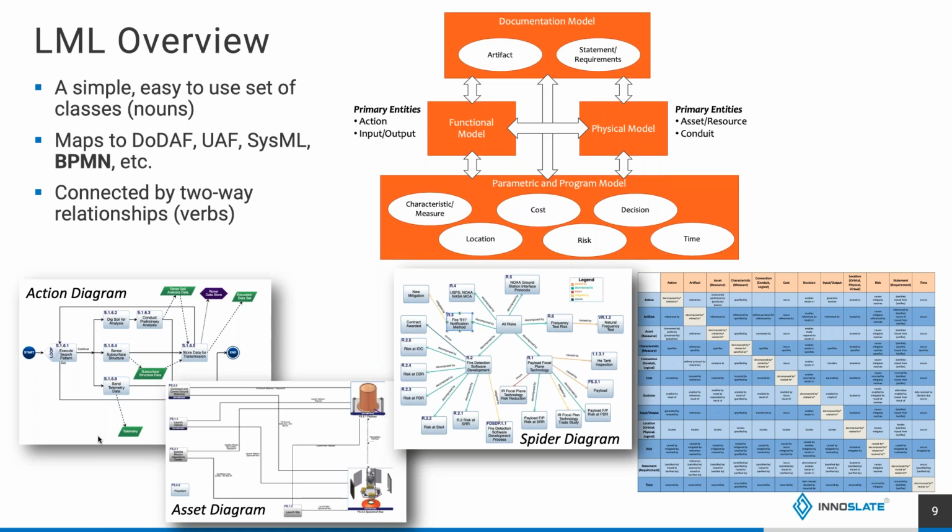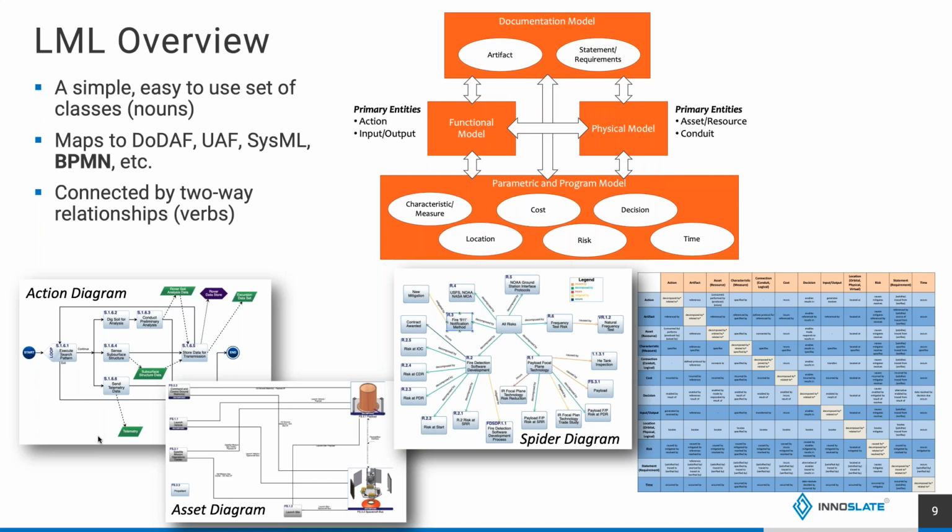On the diagram side, we said, well, we want just 3 basic diagrams. We need a functional model, or behavioral model, which is the action diagram, and then we want a physical model, which is our asset diagram. And then we need to make sure we capture traceability. We need to know how these classes are related to one another, and be able to visualize that. And that's what the spider diagram does for us. So that gives us all that.